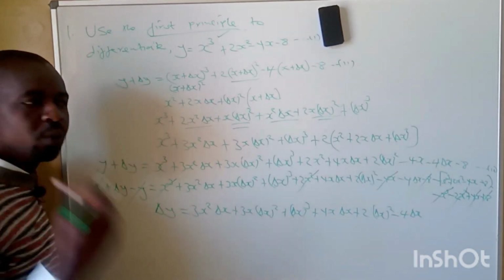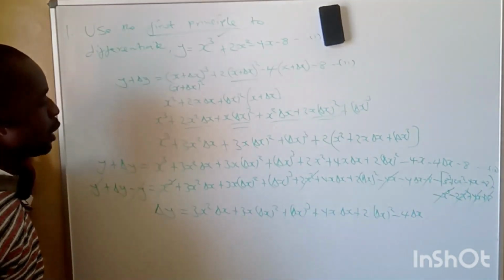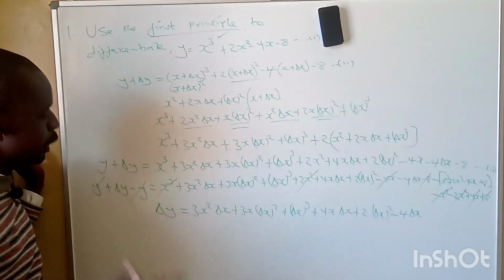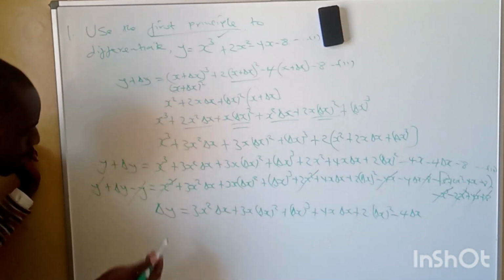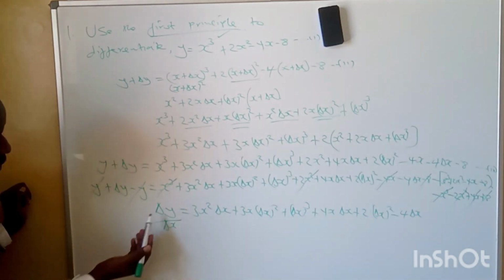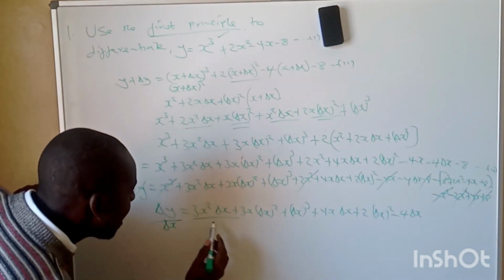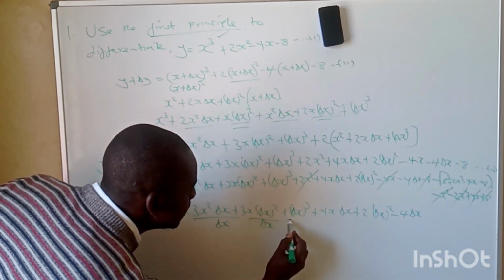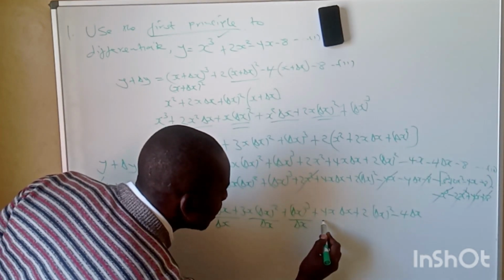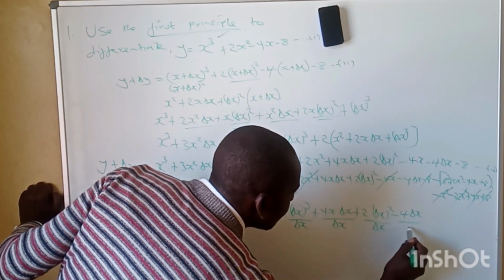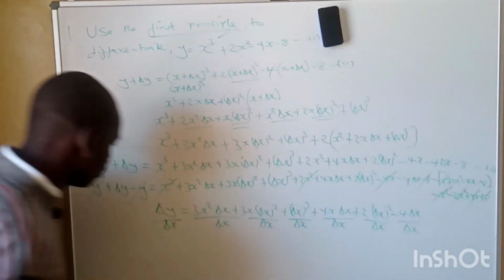But now we know that for us to get the gradient function, it is dy over dx. That is now the gradient function, dy over dx. Then I'm going to divide everything by dx so that I get the gradient function, which is dy over dx. So divide everything with the dx, and dx, class. I hope you're with me.